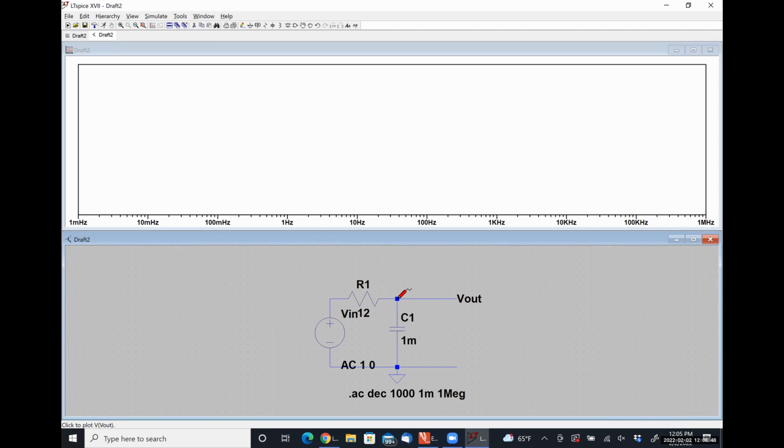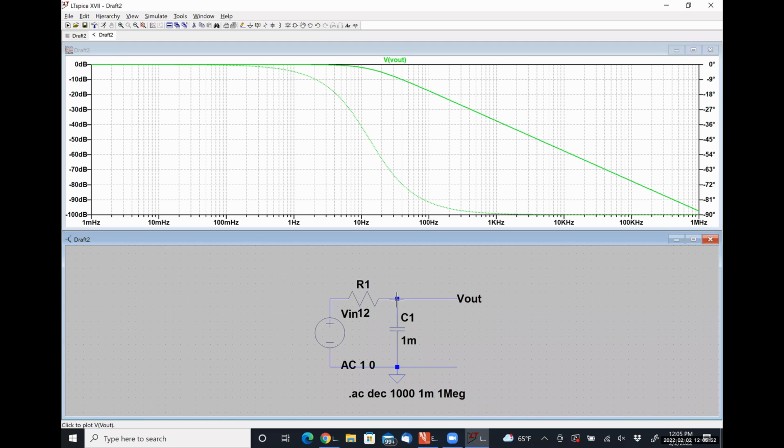And like I said, if I just click this output voltage node, this should give me my transfer function. Okay. Let me move this out of the way here.